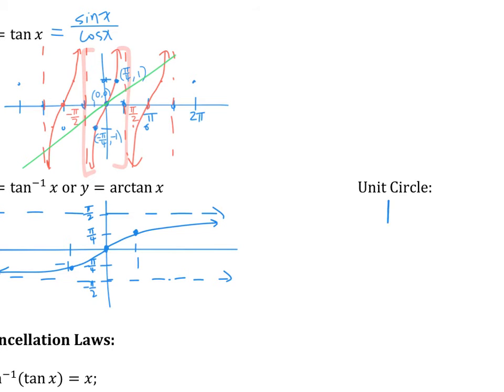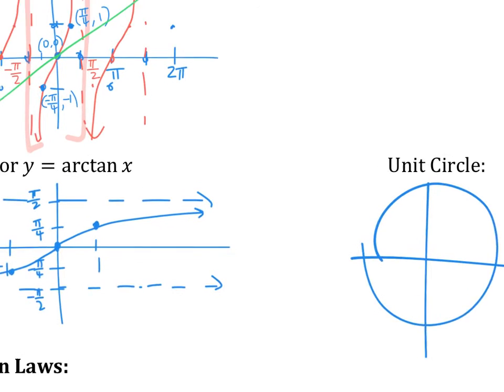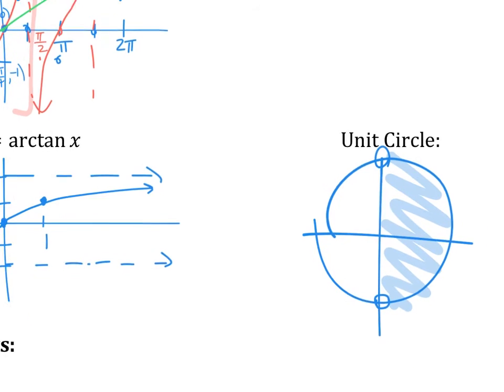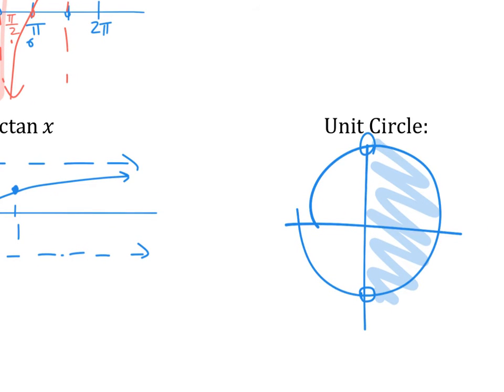All right, next, on the unit circle. So you can see that it's going to be from negative pi over 2 to pi over 2, which is going to be on the right-hand side. But it's going to be a little different because we cannot include negative pi over 2 and pi over 2. So I'm going to put 2 circles there to tell you that those 2 numbers don't exist.